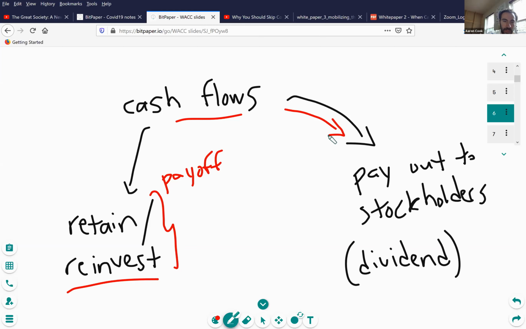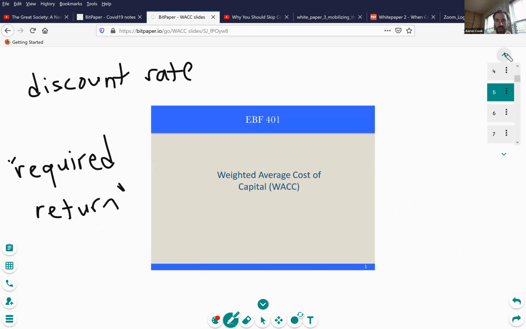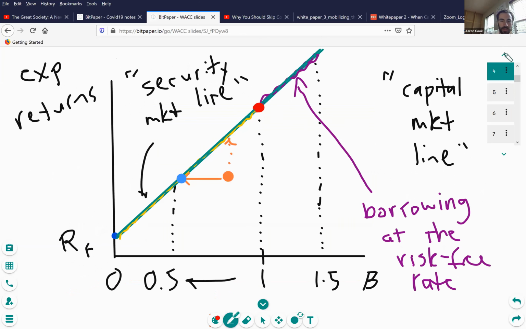So the payoff to this reinvestment has to be at least as good as the return on the overall market, right? If it's not, the stockholders are going to want their money, and they would prefer to have the money rather than have you reinvest the funds. So if you're going to reinvest the funds, you have to convince them that it returns at least as much as what they could get in alternative investments, which are represented by the market as a whole, which we looked at in this analysis.